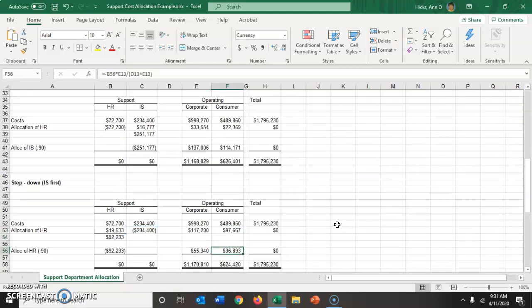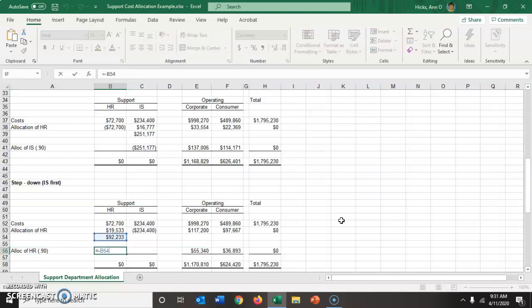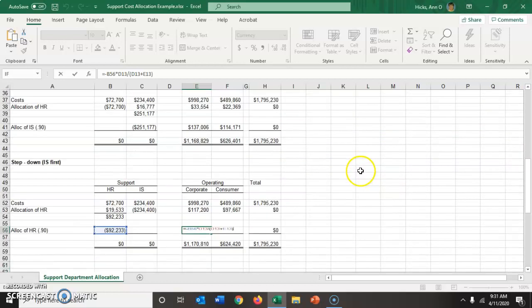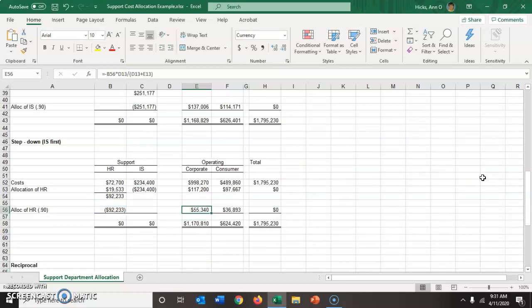Then, again, when we allocate HR, we will allocate it only to corporate and consumer. However, it now includes the $19,533 that was allocated to HR from IS, Information Systems. And so corporate will have as its formula corporate employees as the numerator. The denominator will only be the corporate and consumer employees in total. It will not include the information systems. And same thing for consumer.